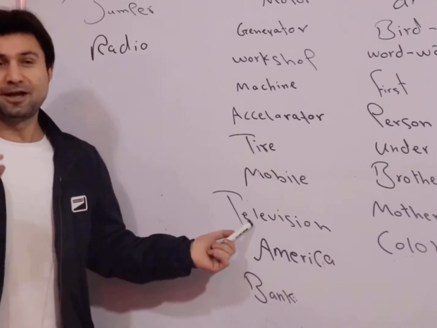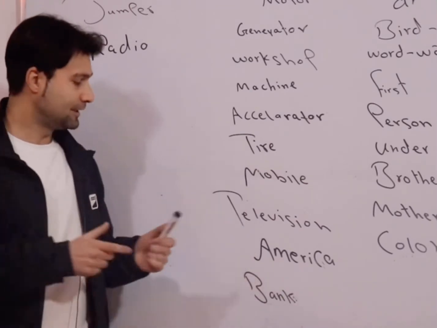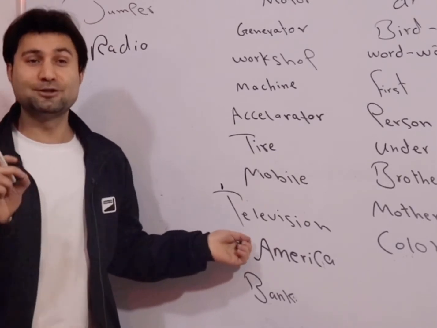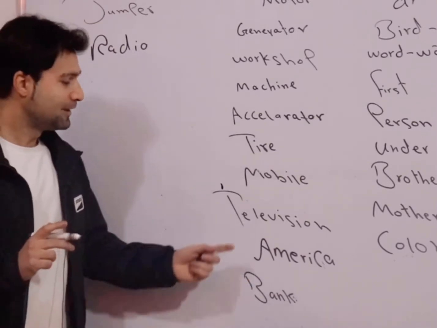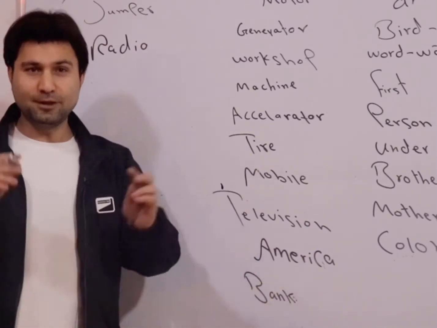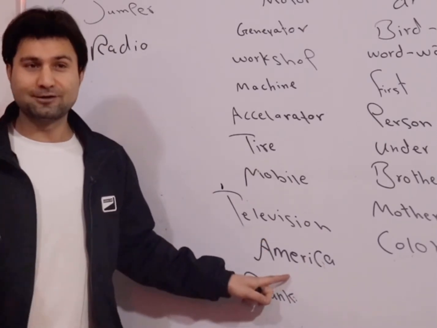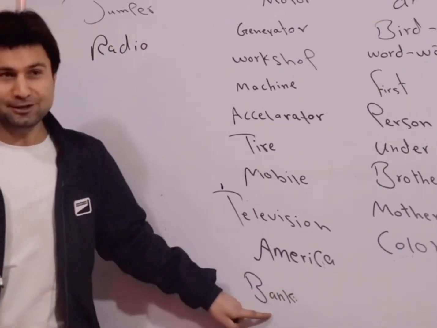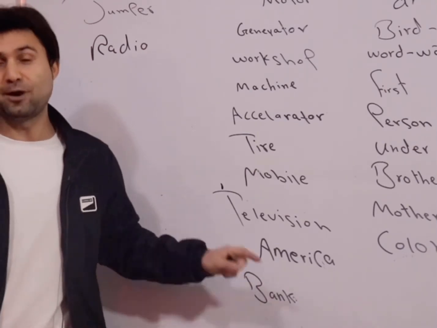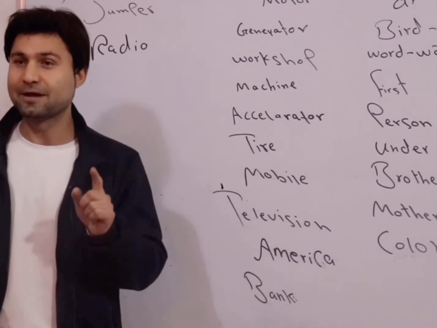In English, we pronounce it television. The stress is here. But in Dari, we pronounce it television. In English, we pronounce it America. In America, people spend lots of time outside their home. In Dari, what do we say? America. In English, we pronounce it bank. But in Dari, bank. When speaking English, you can't say it that way. I was in the bank. It's wrong.